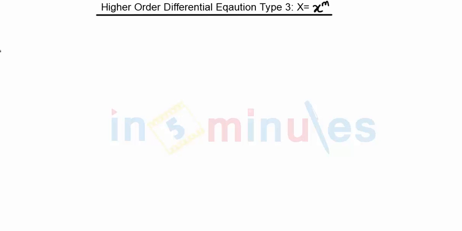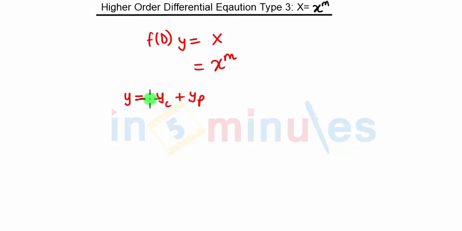In this video, we are going to see type 3 of higher order differential equations, that is X equal to x raised to m. In general, our higher order differential equation is given by f(D) y = X. In this case, X is nothing but x raised to m, where m is some constant. The solution of this equation will be given by y = yc + yp, and we know that yc remains the same for any type of problem.